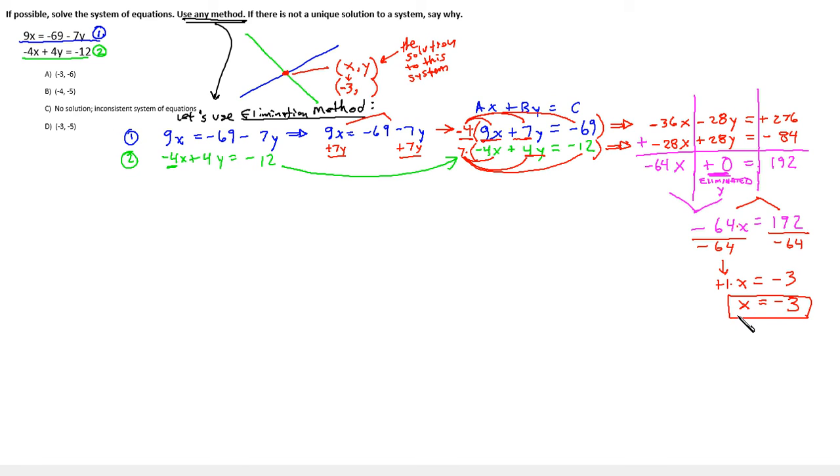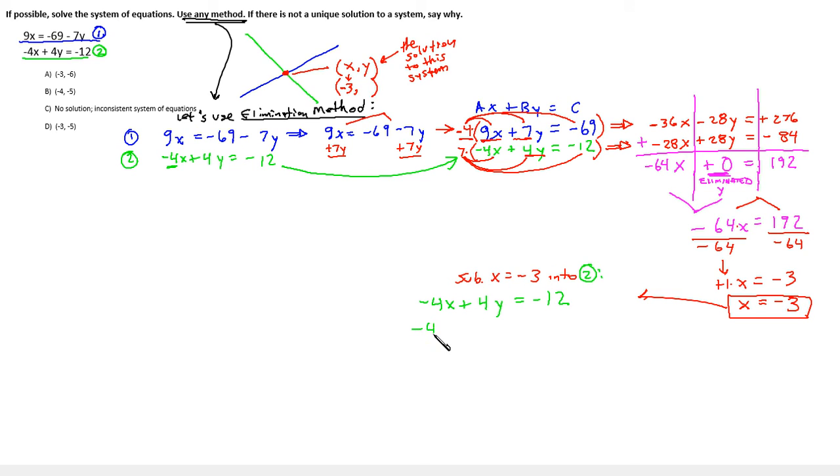So now we can take x equals negative 3 and substitute negative 3 in for x into either one of these two equations. I personally, at this point, want to substitute x equals negative 3 into the equation that has the smallest numbers. The equation between these two that has the smallest numbers is equation 2. So equation 2 looks like this. Negative 4x plus 4y equals negative 12. We're going to substitute negative 3 in for x.